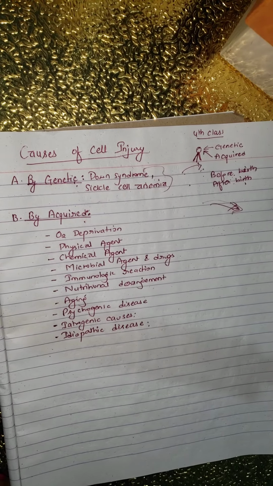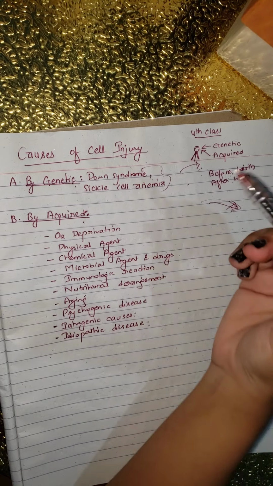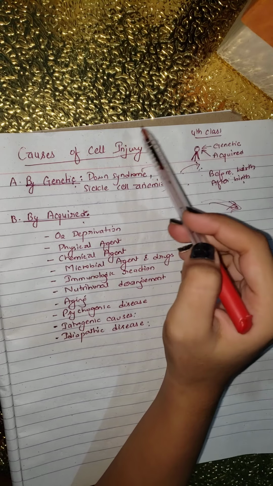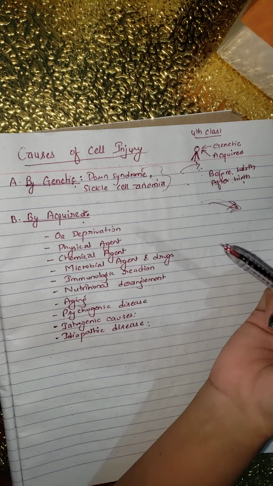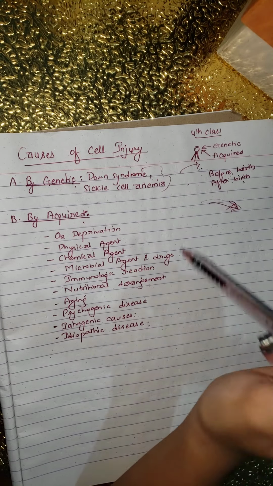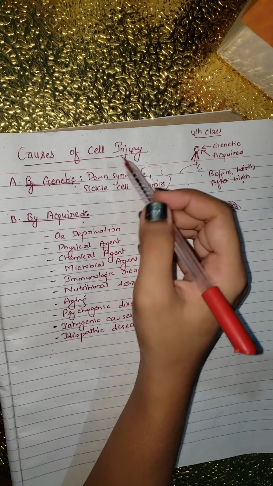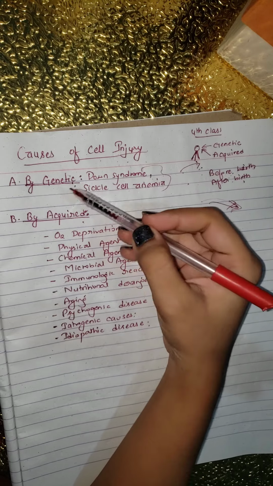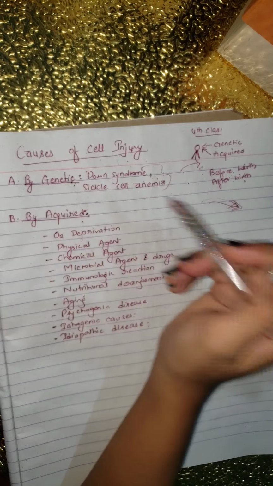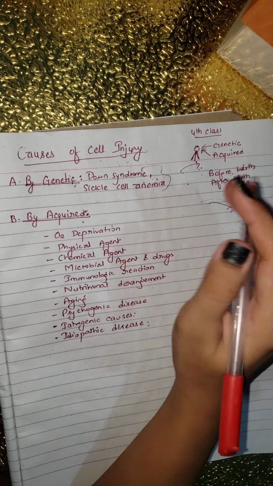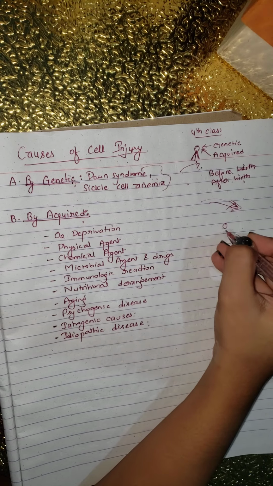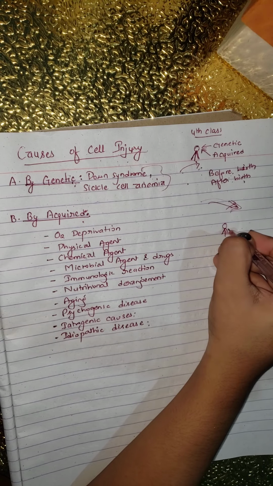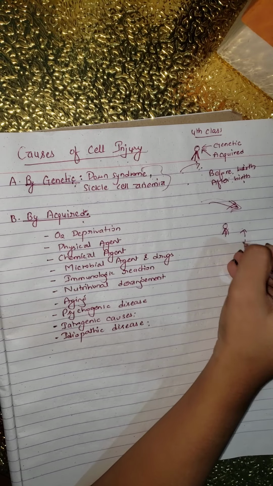Hello, guys. Before this class, we studied about cell injury and the difference between necrosis and apoptosis. In this class, we are going to study the causes of cell injury. There are basically two causes: genetic and acquired. Simply, we can understand that a person will get a disease before birth or after birth.